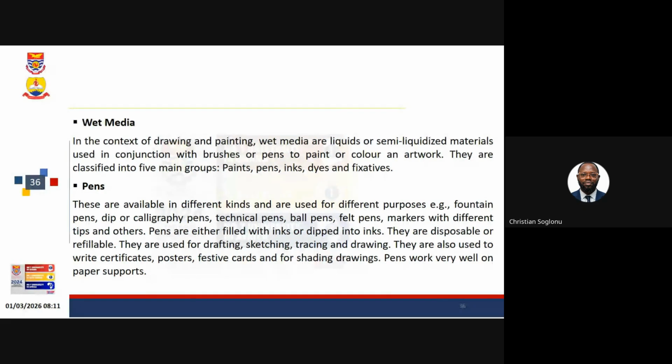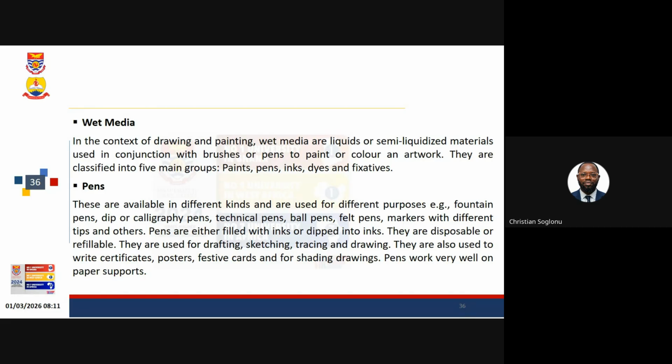So we move on to pens. These are available in different kinds and are used for different purposes. Fountain pen, dip pen, calligraphy pens. We have technical pens. We have ball pens, felt pens, markers, with different tips and others.